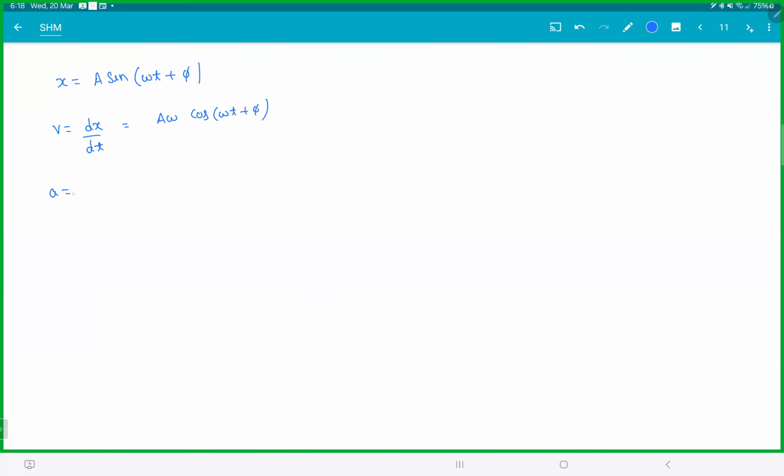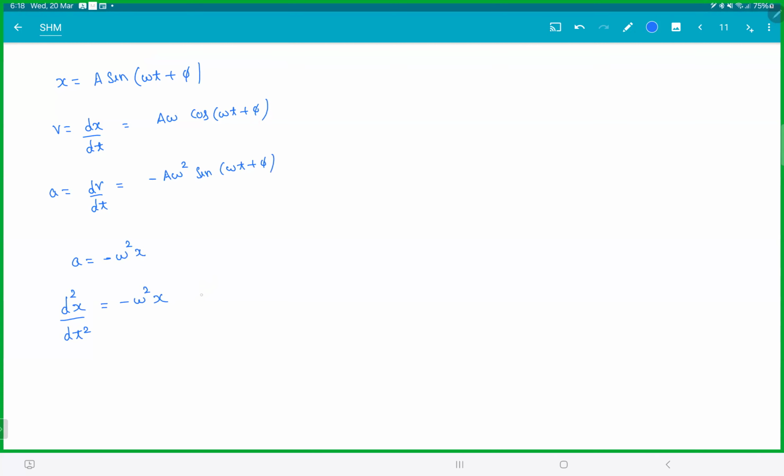If I differentiate this again, dv by dt, this would be minus A omega square sine(omega t plus phi). So you can clearly see here, this function a is equal to minus omega square x is coming. This can be written as d square x by dt square is equal to minus omega square x.